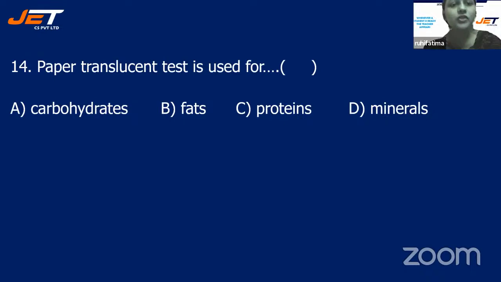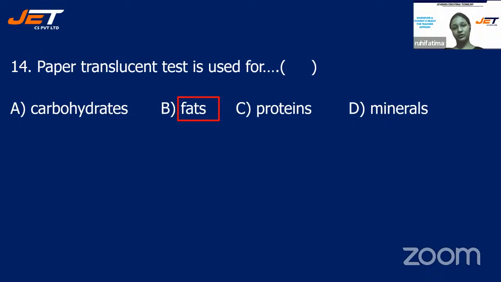Okay, we have the next question. Paper translucent test is used for dash. And your options are carbohydrates, fats, proteins, minerals. Come on, students. I'm giving you 30 seconds to answer. Okay, students. Very well. Your time is up, and the correct answer is fat.